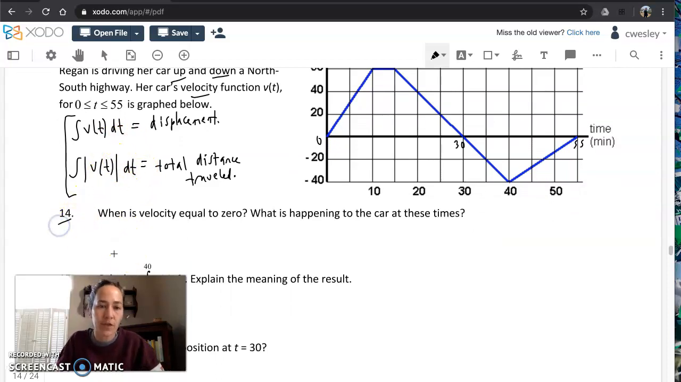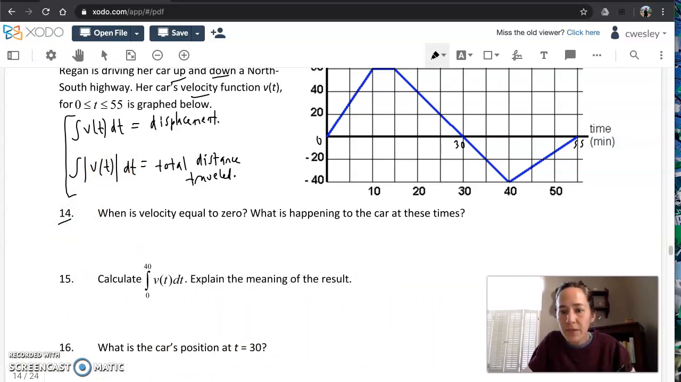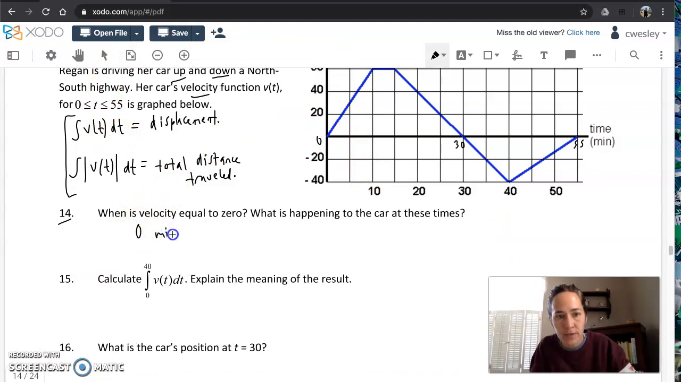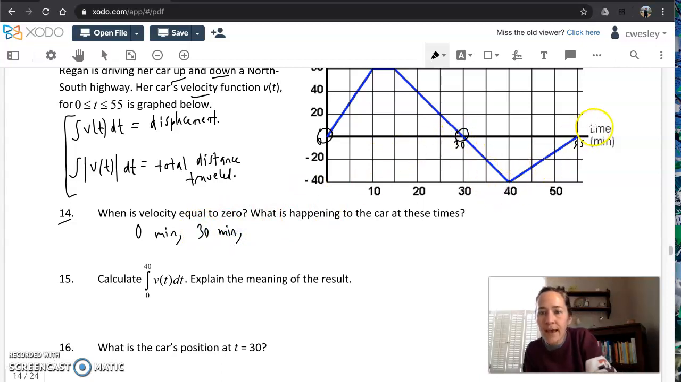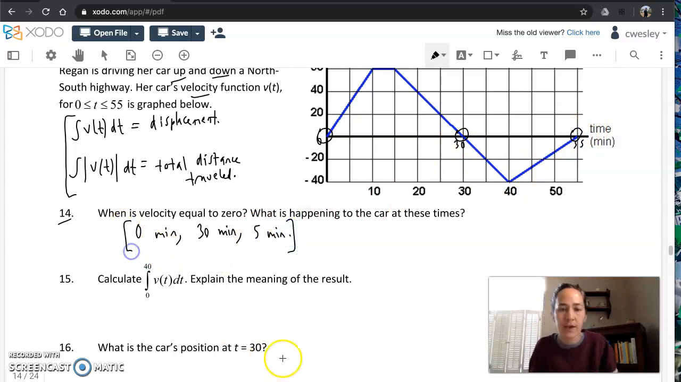14 says, when is the velocity equal to 0? We can make a list of those times. So find me any x-intercepts of this velocity function. At 0 minutes, velocity 0. I'll just circle it there. Where's the next x-intercept? Again, velocity 0, 30 minutes later. So at 30 minutes, velocity 0. And lastly, at 55 minutes, you have another time where you're hitting the x-axis.